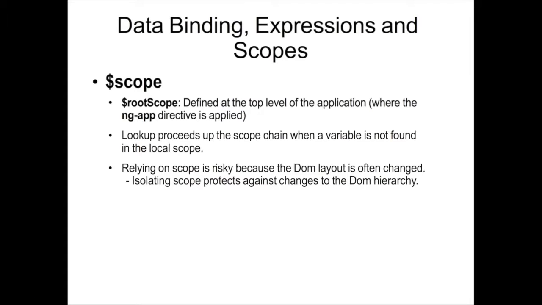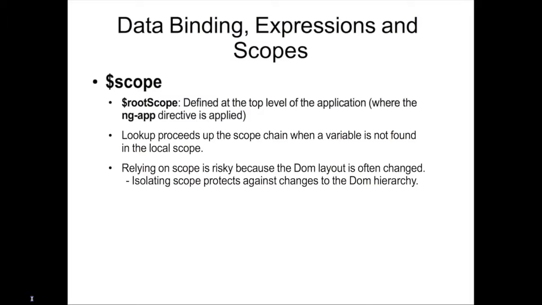Relying on scope, yes, is risky because the DOM layout is often changed. Depending on how you've developed your app to rely on this scope, if you're just relying on it at that point in the DOM, then you're taking a risk, because if you have multiple bind expressions or multiple directives relying on the scope being at that layer, and then a requirement comes down from the business to rearrange your page, then weird stuff happens because they're all assuming that it's right there. You can protect against that by isolating your scope. And we'll briefly look at that later in the discussion.